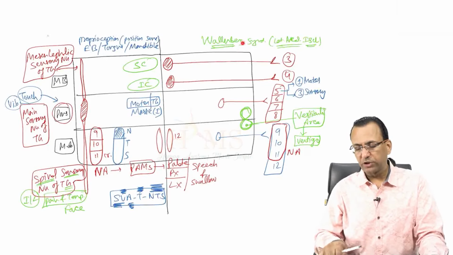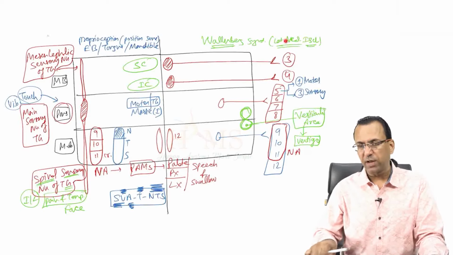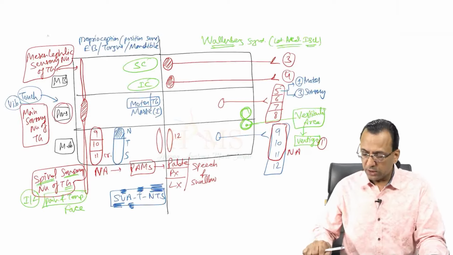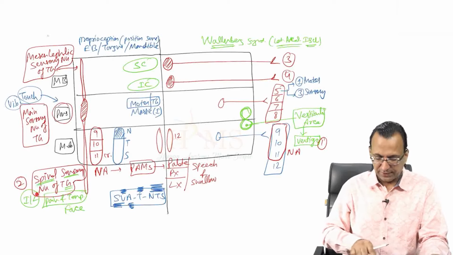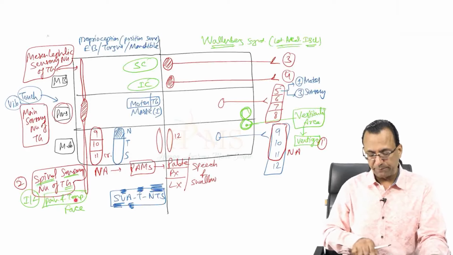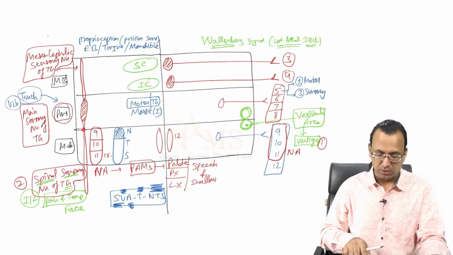Wallenberg syndrome, which is lateral medullary ischemia. Clinical feature number 1, vertigo. Why vertigo? Due to injury of the lateral medulla, there is injury of the vestibular nucleus. What is clinical feature number 2? It is ipsilateral loss of pain and temperature on the face. Why in Wallenberg syndrome do you have ipsilateral loss of pain and temperature on the face? Because of injury to the lateral medulla and the spinal sensory nucleus of trigeminal.